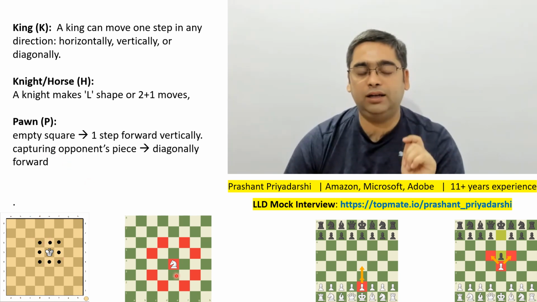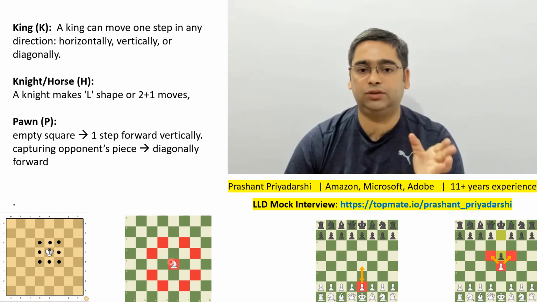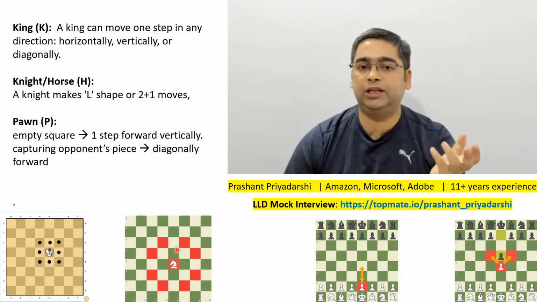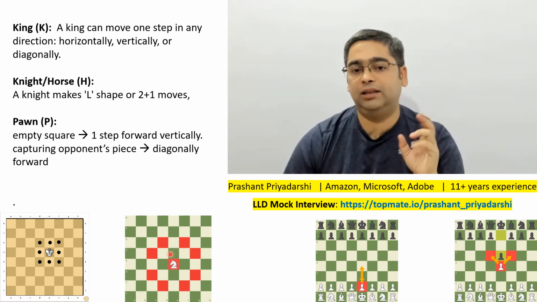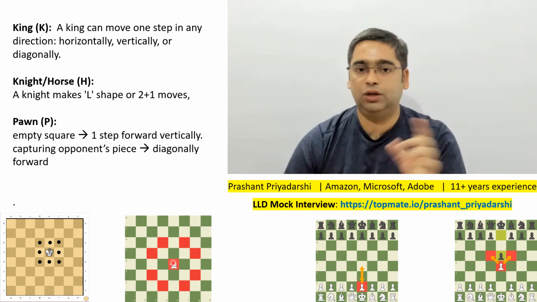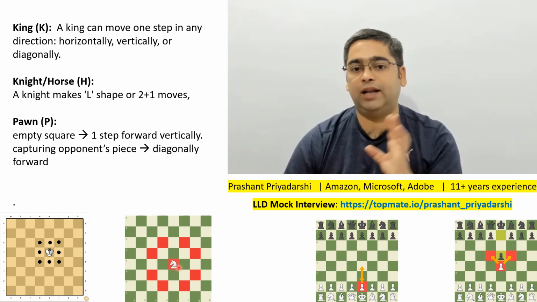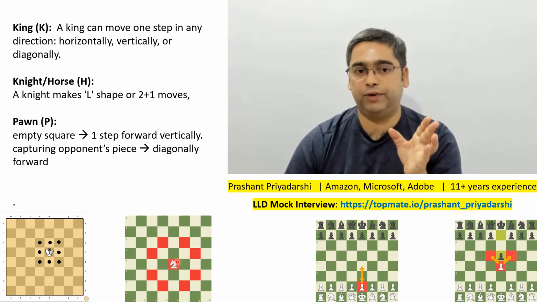Second is the knight or horse. Some places it's called horse. It is denoted by H. King was denoted by K. And a knight makes 2 plus 1 moves. So 1, 2 and left, 1, 2 right, again 1, 2 down, 1, 2 up. So basically it's 2 plus 1 moves. And the unique property of knight is that it can jump over other pieces. No other piece can do that, while a knight can jump over other pieces in its way.